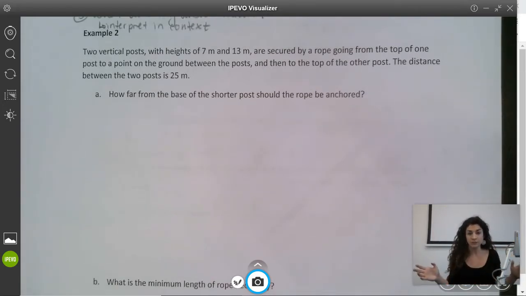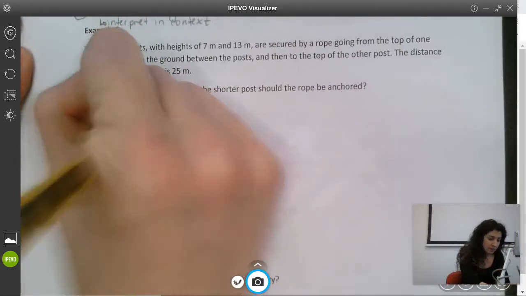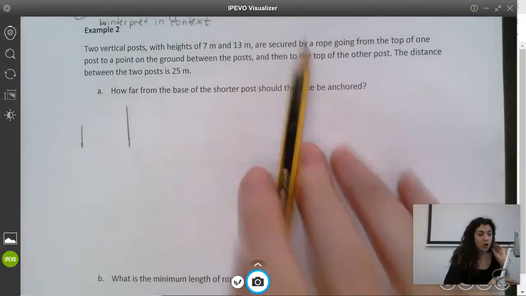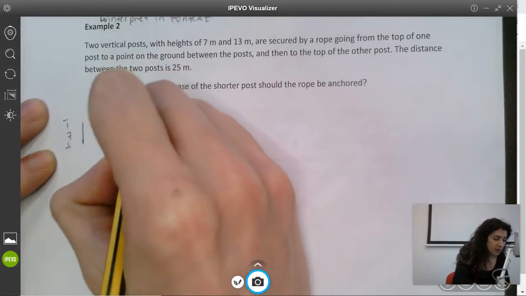So first question, do I represent this visually? Do I understand this visually? So I have two posts. What's a post? It's a thing that goes up and down. So draw two things that go up and down. Then you have a rope. Oh, one is 7 and the other is 13.